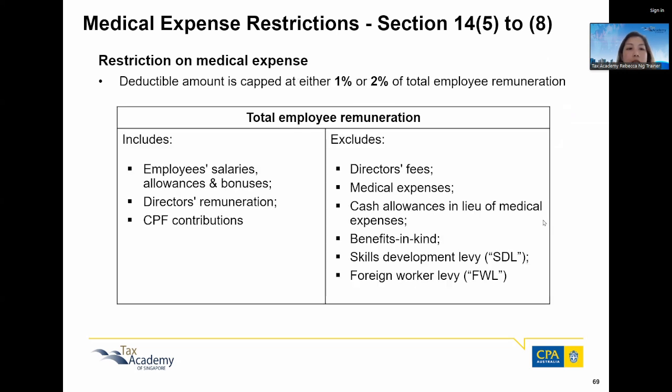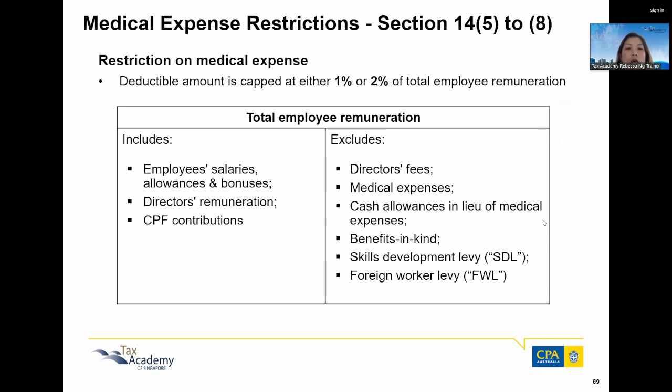Okay, so medical expenses is restricted to either 1% or 2% of the total employee remuneration. So Section 14.5 to 14.8 actually provides a cap on how much medical expenses can be allowable for deduction. Okay, so it is capped at 1 or 2% of the total employee remuneration. Okay, what is included in the employee remuneration? Employee salary, allowance, bonus, director's remuneration, and CPF contribution.